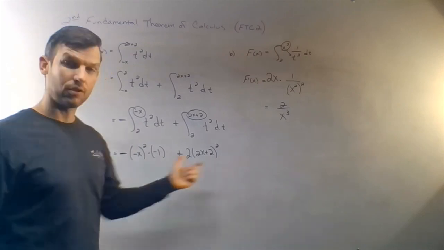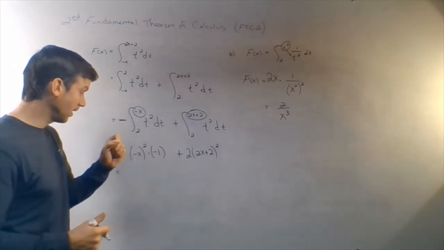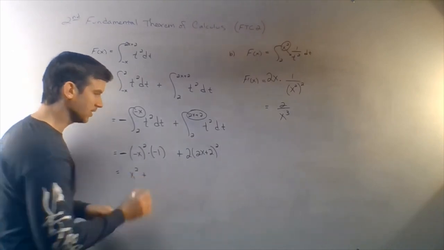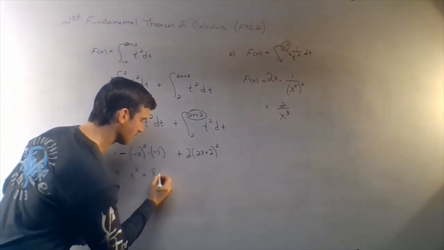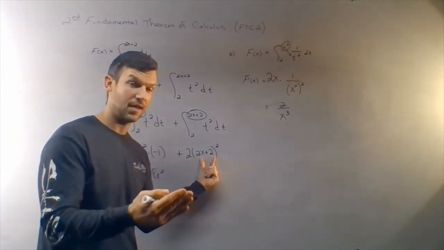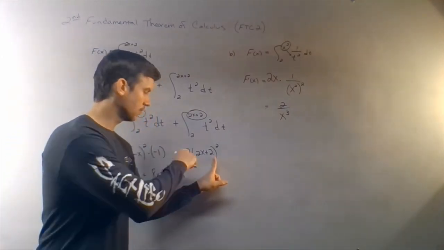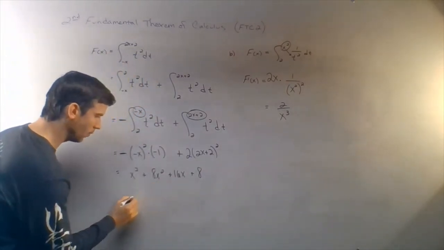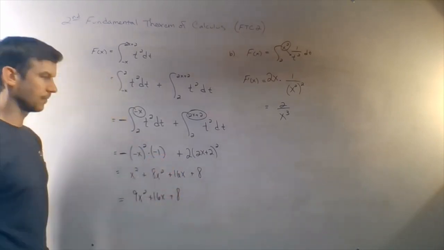I just need to simplify this as much as I can. So we've got negative x squared times negative 1, and negative times negative is positive, so we get an x squared here. Plus, if we FOIL this out, 2x times 2x is 4x squared, times 2 is 8x squared. 2x times 2 is 4x. There's going to be another one, so that's 8x, times 2 is 16x. 2 times 2 is 4, times that 2 is 8. Combine like terms, and we end up with 9x squared plus 16x plus 8.